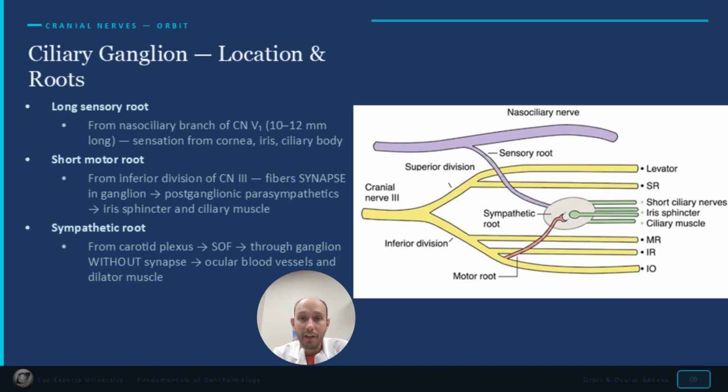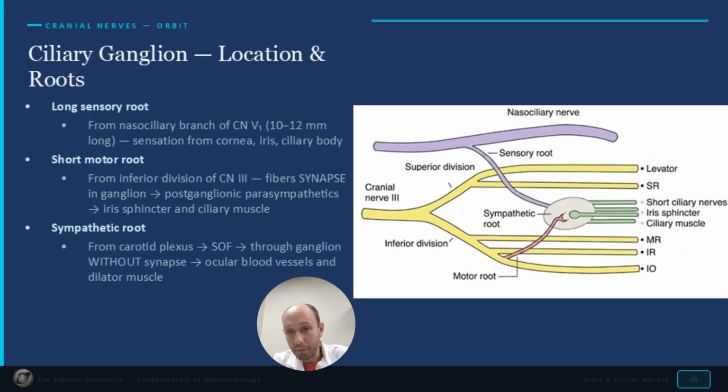Now let's talk about the nerve that we haven't covered with the superior fissure, and the ciliary ganglion. So it comes off as the long sensory root off the nasociliary branch of the trigeminal nerve. And that's where you get the sensation from the cornea, the iris, the ciliary body, the eyeball part, basically. Next, it has the motor root, which comes off of cranial nerve 3. And these fibers then synapse in the ciliary ganglion. And then their postganglionic parasympathetics travel down to the iris sphincter and the ciliary muscle. That's how we get our muscle control.